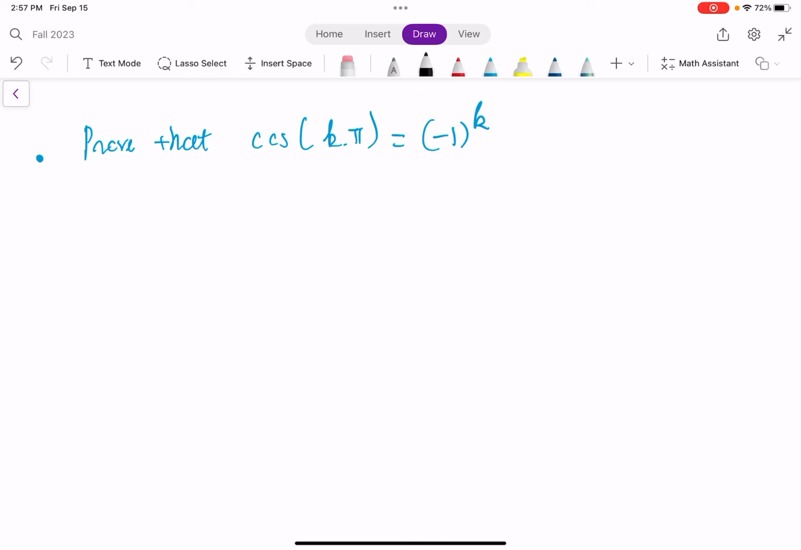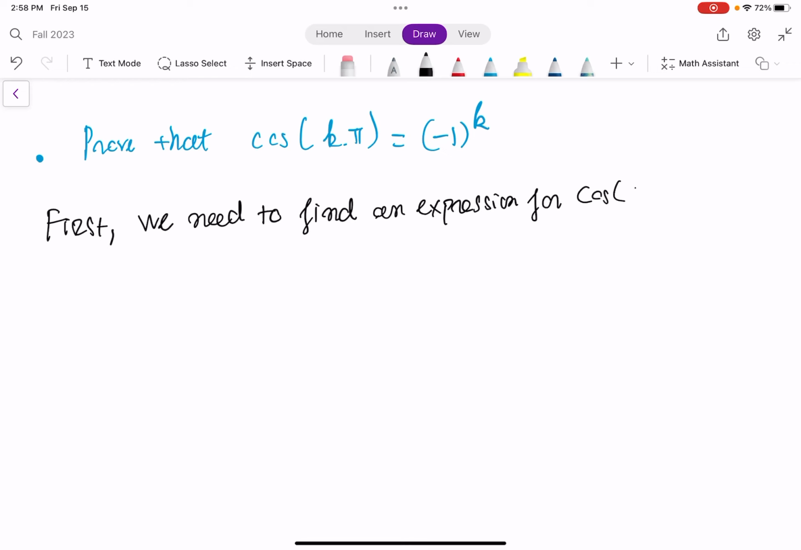The first thing we need to do is have an expression for cosine of x from the Euler formula. So we say first, we need to find an expression for cosine of x from the Euler formula. Okay, what is the Euler formula?